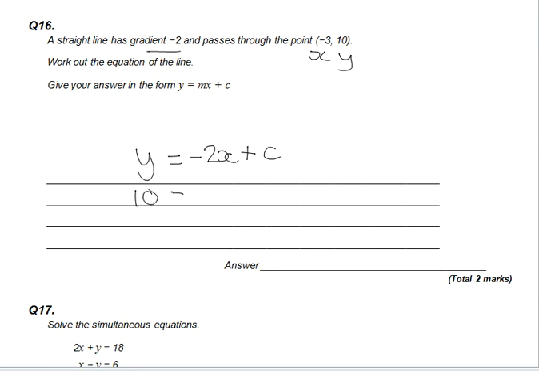We get 10 is equal to minus 2 times minus 3 plus c. 10 is equal to 6 plus c, which means that c must equal 4. 6 plus 4 is 10. Therefore, our final answer, y equals minus 2x plus 4.